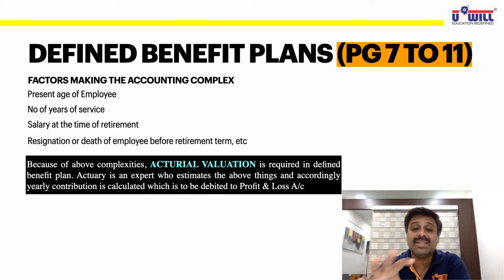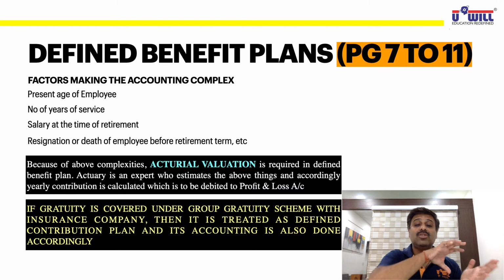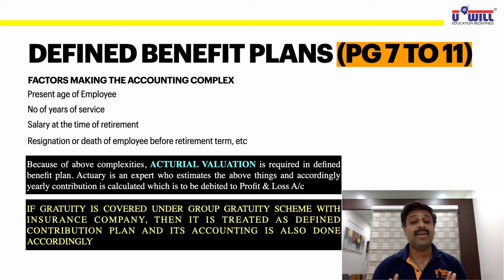Okay, it is not 100% accurate, but very near to accurate. Now, if gratuity is covered under a group gratuity scheme with an insurance company, then it will be treated as a defined contribution plan. See, we have seen which ones are treated as defined benefit plans: state plans with a specified guaranteed rate of return, and insurance plans where the employer has a fixed obligation to pay the money. They both are defined benefit plans.